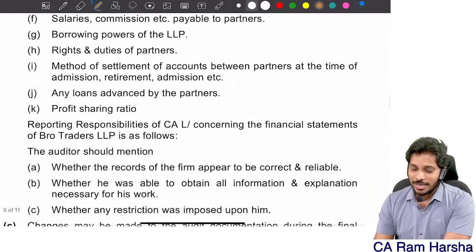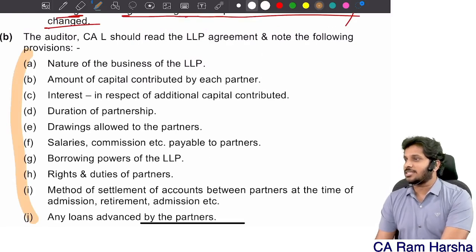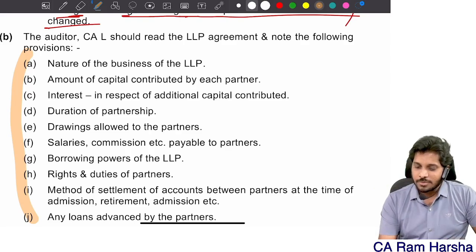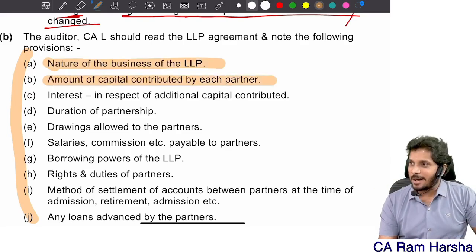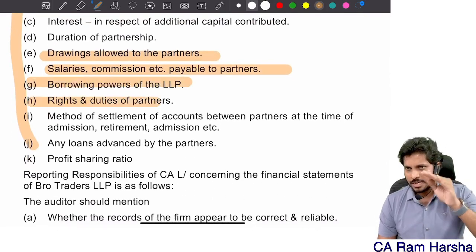So what you need to consider in an LLP is like what you consider in a partnership. The points are common: what is the nature of the business, what is the capital contribution, are drawings allowed or not, salaries and commission, how much, borrowing powers. Any 3 or 4 points are enough.